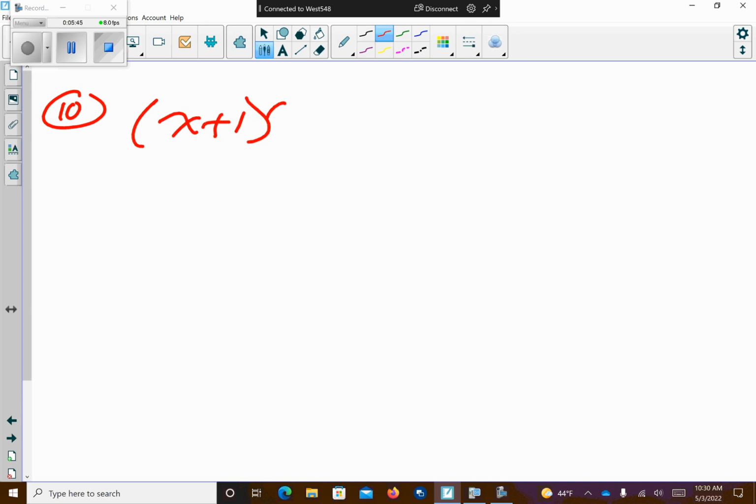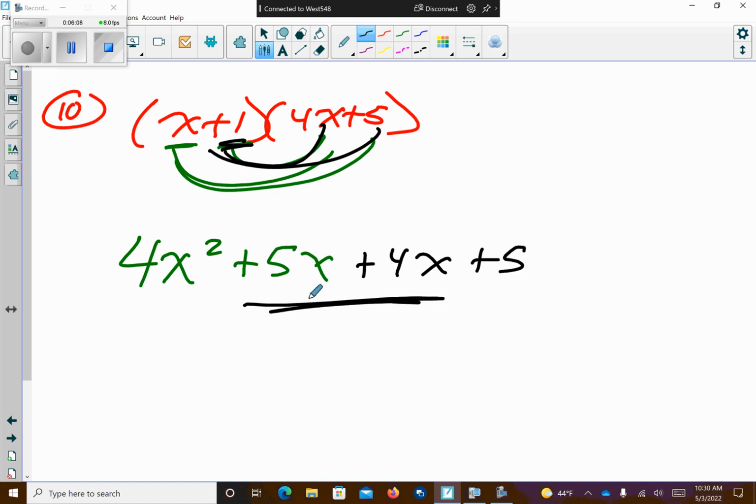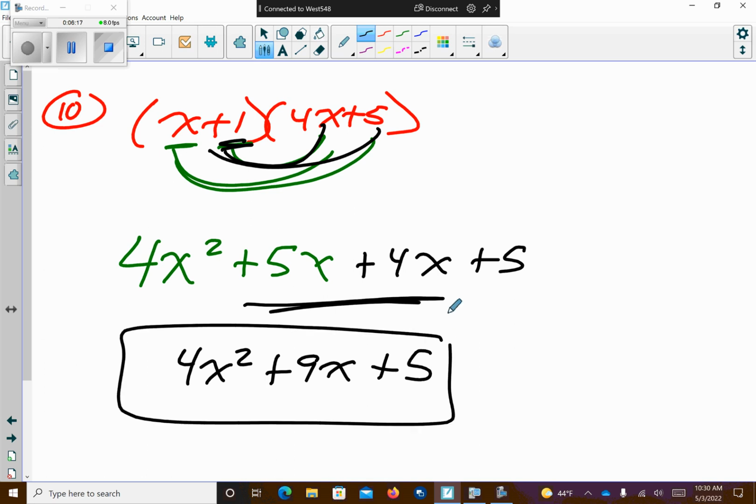This is another double distribute. Okay, so I'm going to distribute the x to both of those, so I get 4x squared plus 5x. Then I'm going to double distribute here. So that's going to give me plus 4x plus 5. Those are like terms. And that's what we do. Is there any questions about anything on that front page? Obviously, I went through the odd ones yesterday. But let's flip it over to the back side and make sure we feel comfortable with it.